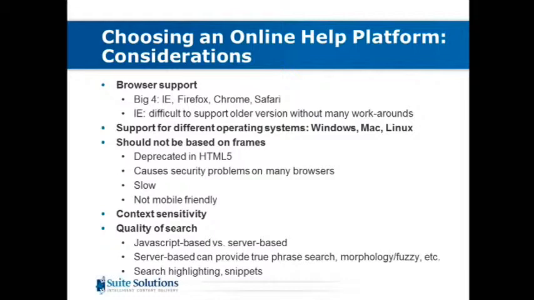Some web helps say that they support phrase search. It's not really phrase search, maybe one or two words together. It's not really the same. So if you want a really powerful search, you want to do a server-based web help. Other types of things: search highlighting, snippets, things like that.